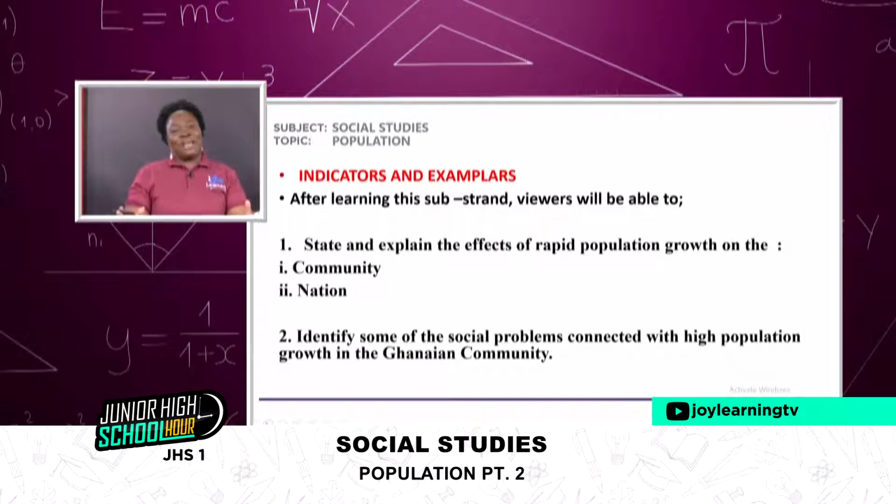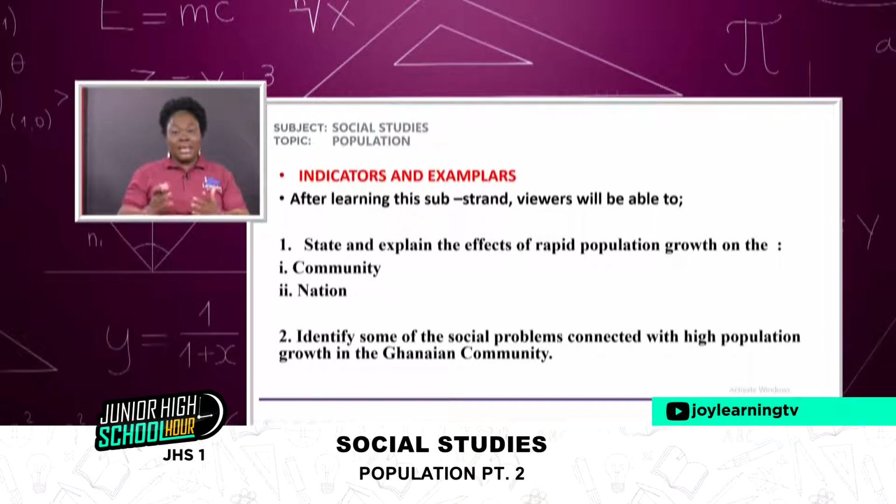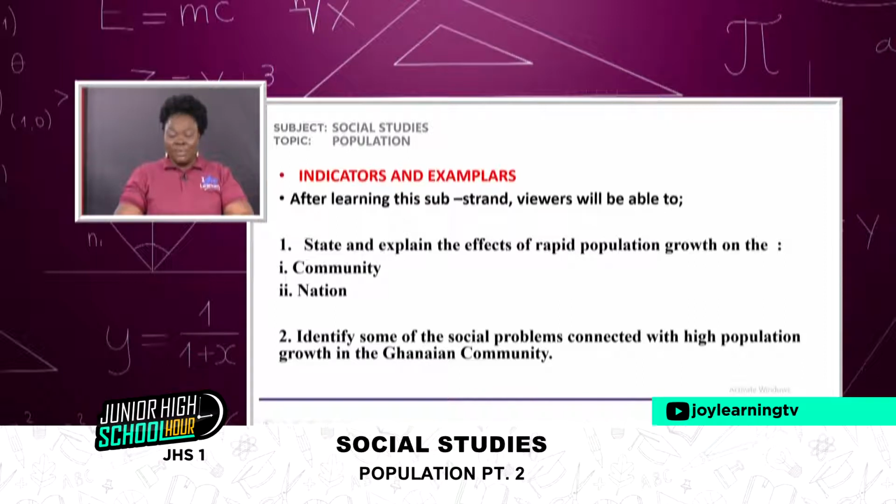Now, our indicators for today. The topic: effects of population. Our indicators and exemplars. After learning this substrand, you, my lovely viewers, will be able to: one, state and explain the effects of rapid population growth on the community in which you find yourself, and again, the effect on the nation.